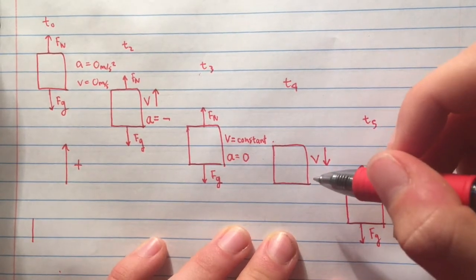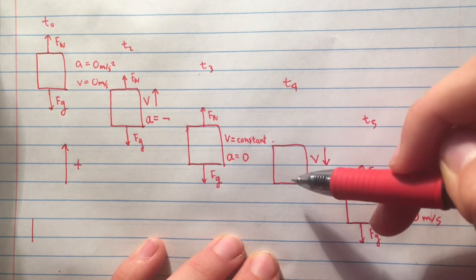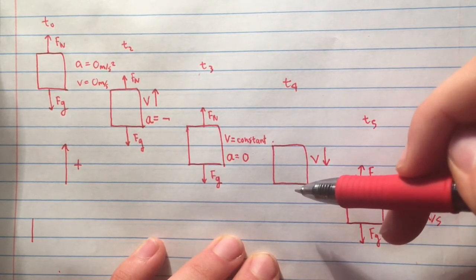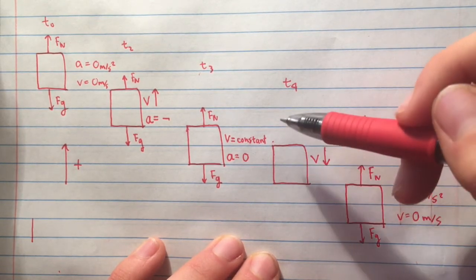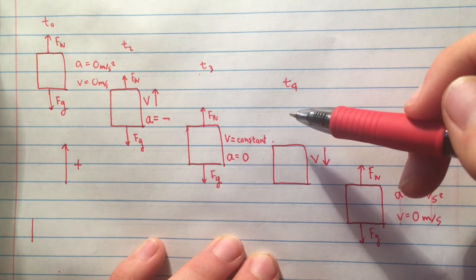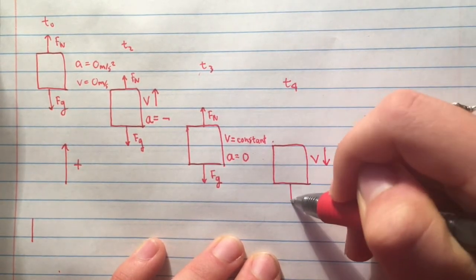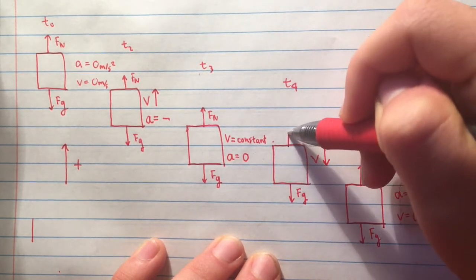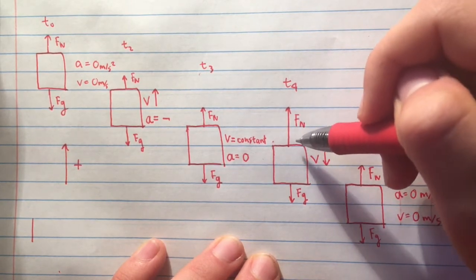Let's look at the forces first before we talk about acceleration. The elevator is moving in the downwards direction and it must slow down. So what that means is there must be a net force going upwards to make the elevator come to a stop since it's already moving downwards. So the force of gravity is here. However, the normal force must be greater than the force of gravity to create a net upwards force.